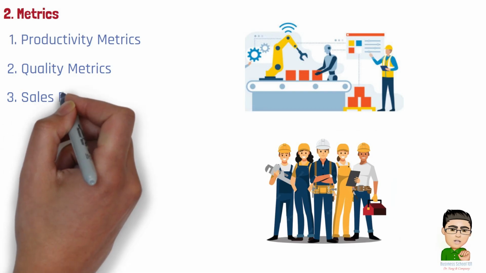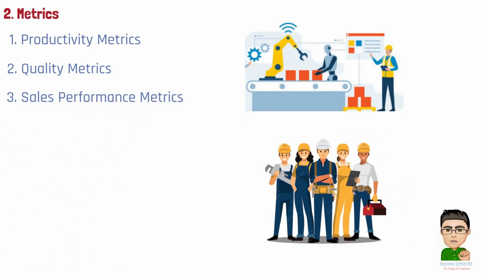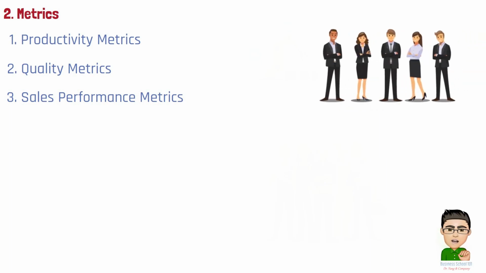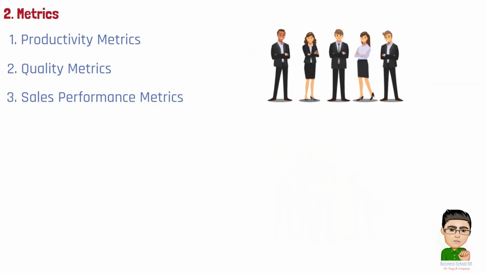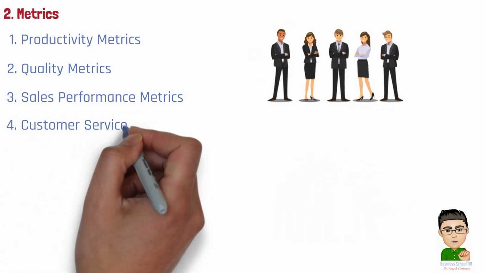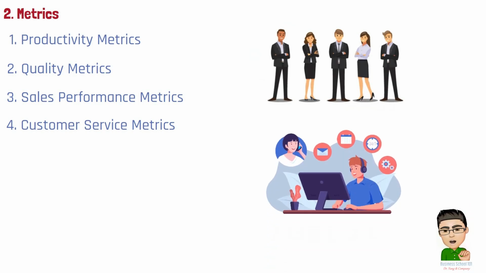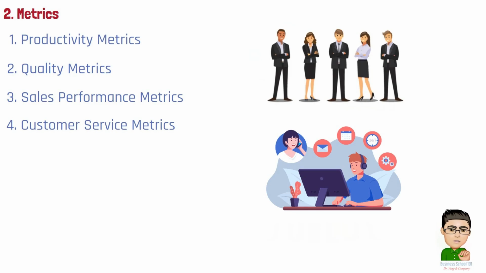Number 3. Sales performance metrics. For sales teams, metrics like sales revenue, sales growth, conversion rates, and customer acquisition cost are critical indicators of performance. Number 4. Customer service metrics. Customer service teams often use metrics like customer satisfaction scores, CSAT, Net Promoter Score, NPS, response times, and resolution rates to assess performance.